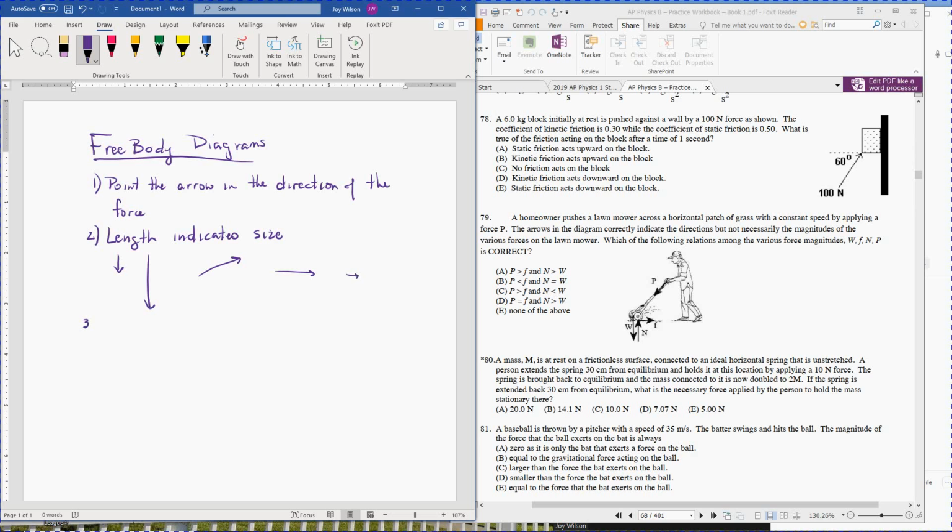Now, the third thing is what forces can I use? So our family of forces is force tension, and that's rope, string, cable, any of those things. Force normal is from the surface of contact and it is always drawn perpendicular to the surface.